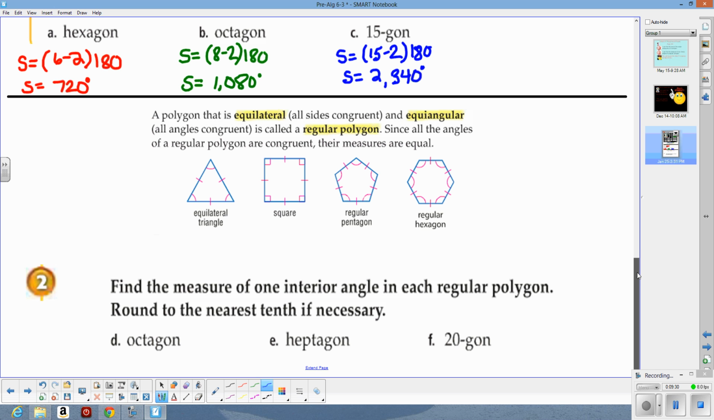So what we're going to do to find just one angle is take the sum of the angles and divide it by the number of angles. Now this only works for regular polygons, because regular polygons have angles that are all the same size, so you can find the measure of just one.